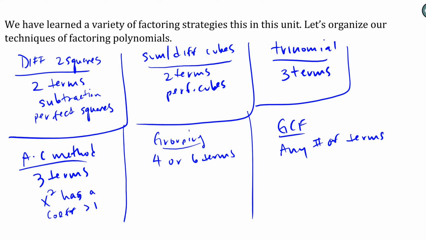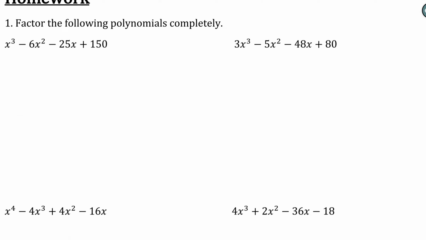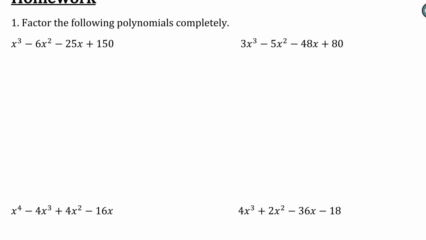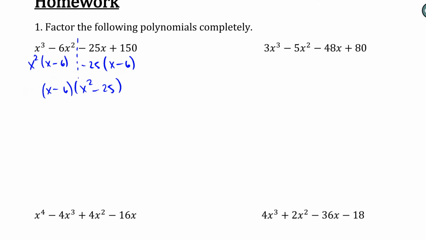Okay, so let's jump into homework. So the grouping homework actually wasn't too bad, very similar to what we did in class. So first things first, we want to group the first two terms from the second two terms. GCF of the first two is x squared, leaving us with x minus 6. Second would be negative 25, leaving us with x minus 6. Then if we go through and factor, x minus 6 times x squared minus 25. We can then keep factoring, so x squared minus 25 becomes x plus 5 and x minus 5.